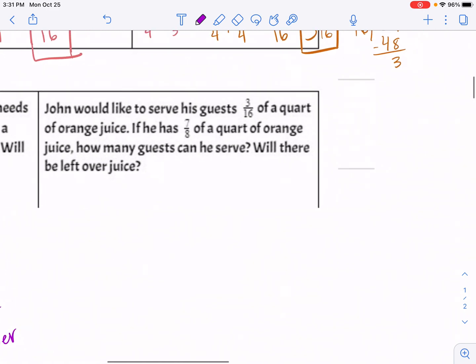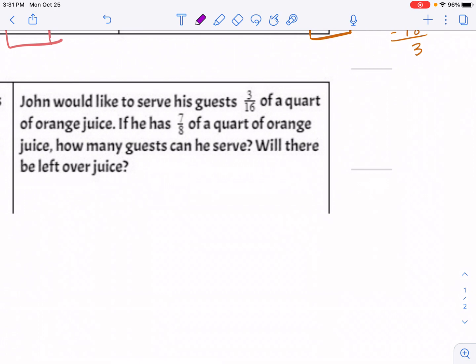All right, John would like to serve his guests 3/16 of a quart of orange juice. If he has 7/8 of a quart of orange juice, how many guests can he serve? So this is how much he has. This is what he's working with, his total. And he wants to split that up into this. He wants to split it up into 3/16 quarts. And he wants to know how many he can make. So there's our division problem.